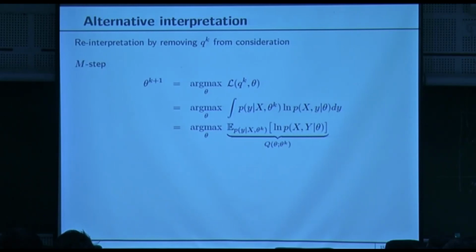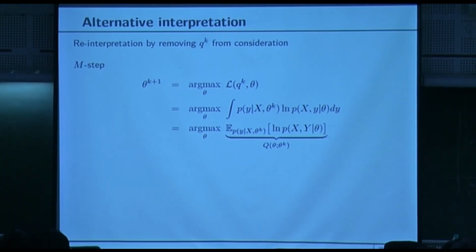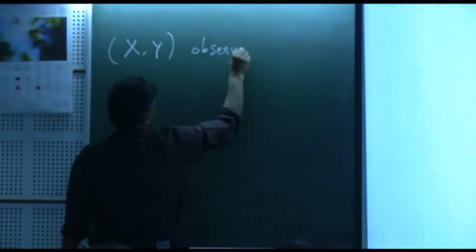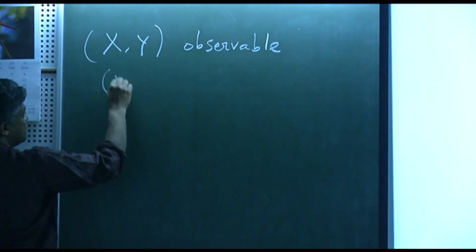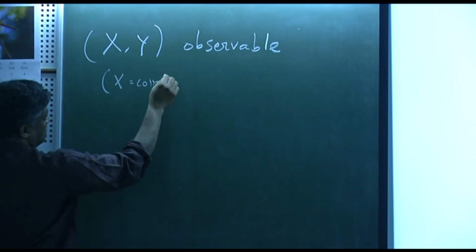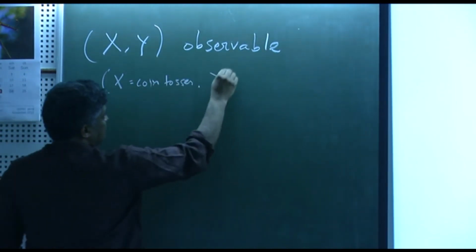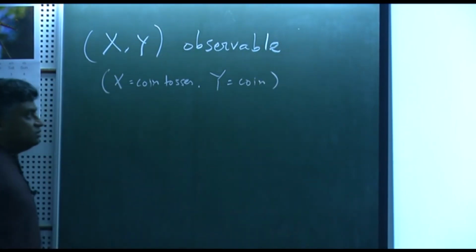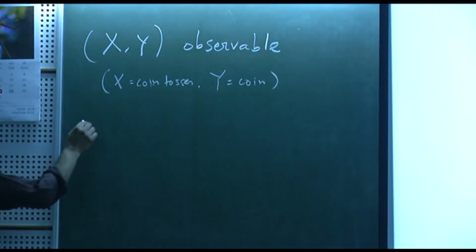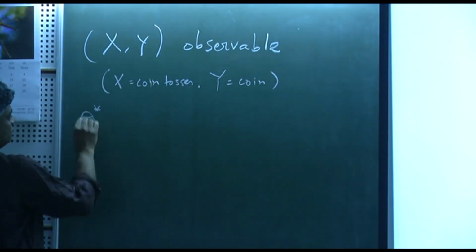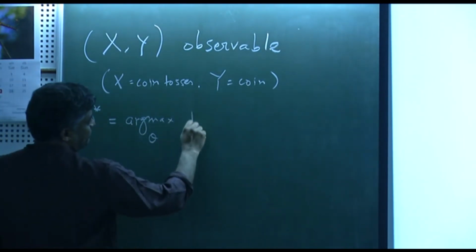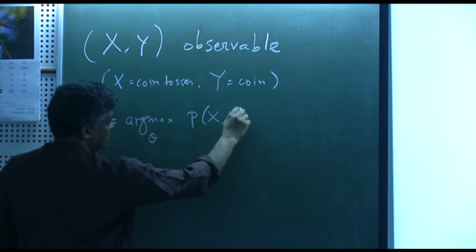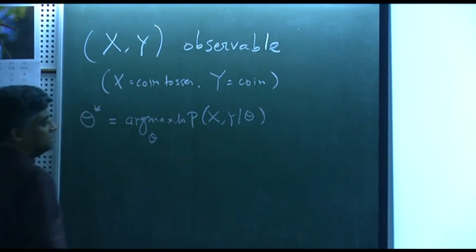Maybe I can use the chalk over there. Okay, so suppose x and y were both observable. So to keep in your mind, x is coin tosses and y is the coin. Suppose I can observe both of them and I want to estimate what is going to happen. My theta star would have been the argmax, the maximum over theta, of the log of the probability of seeing this data x and y given theta. And this is what I would have done.